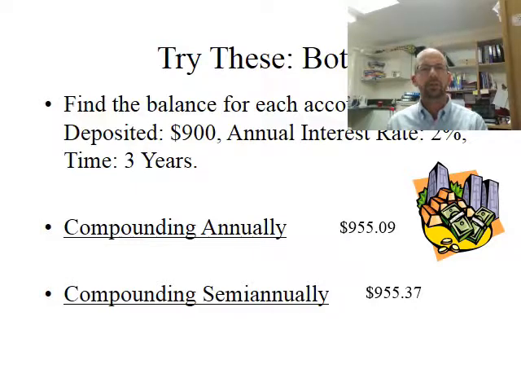When you're investing bigger amounts of money for a longer period of time, the difference with a shorter compounding period really makes a difference.